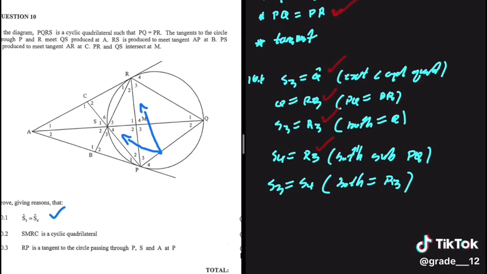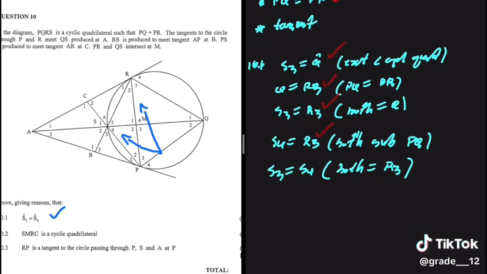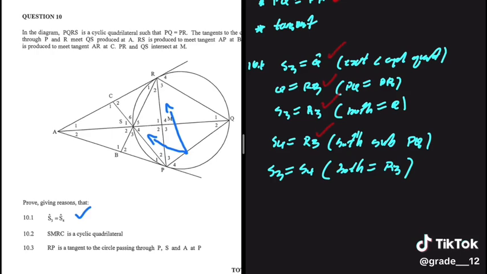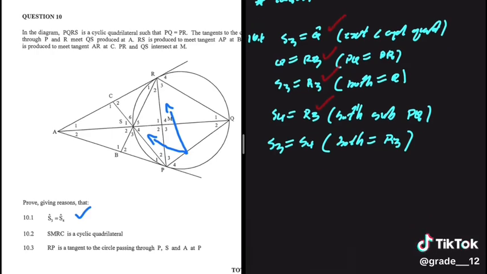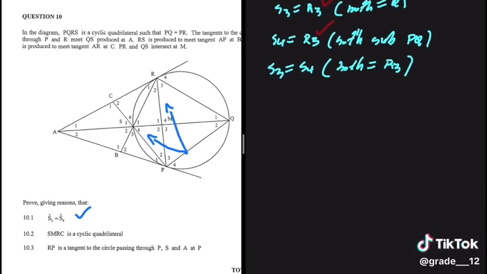Because they are both equals to 2. Okay, so that is 10.1. Let's move forward and do 10.2. Let's hear the stories. So 10.2, let's prove that SMRC is a cyclic quad.